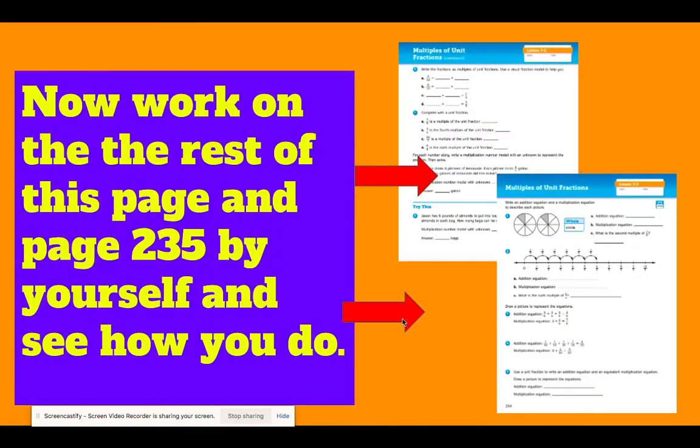All right, so now you have two math journal pages to work on. So work on the rest of this page and also page 235 by yourself, see how you do. If you have questions, you can go see your teacher and see if they can help you.